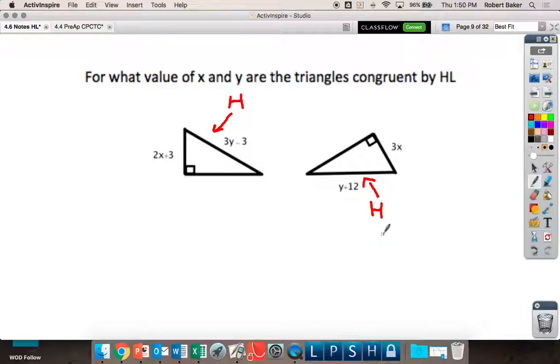Which one's my leg on the left triangle? This is the leg. Where's the leg on the other triangle? The 3x. So if I'm going to use the hypotenuse leg theorem, I must force my H's to be the same. How do we do that in math? Make them equal to each other. So this H is 3y minus 3. This H is y plus 12. I'm going to force my H's to be the same, so I can force my triangles to be congruent. Help me solve that.